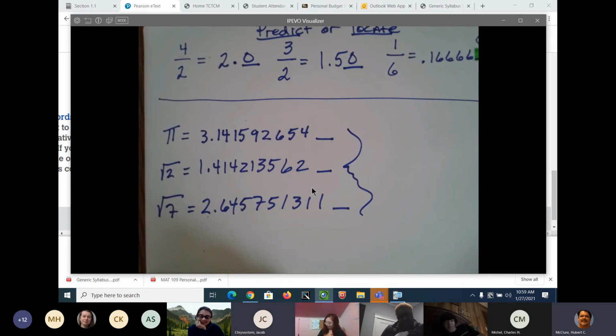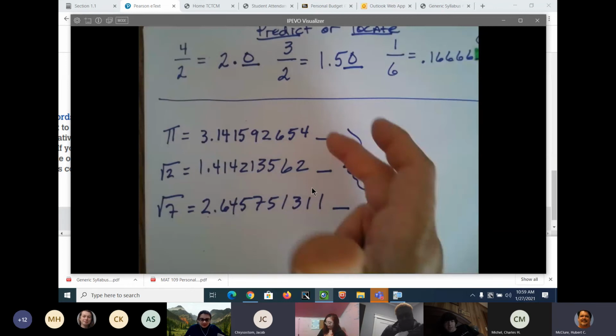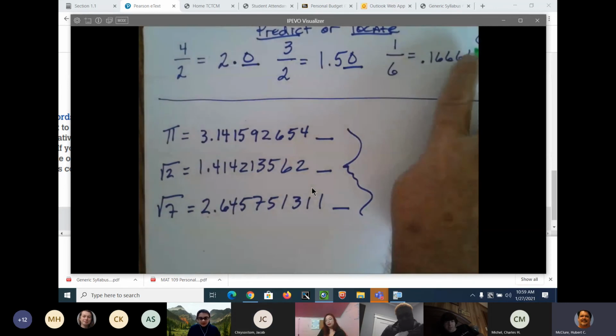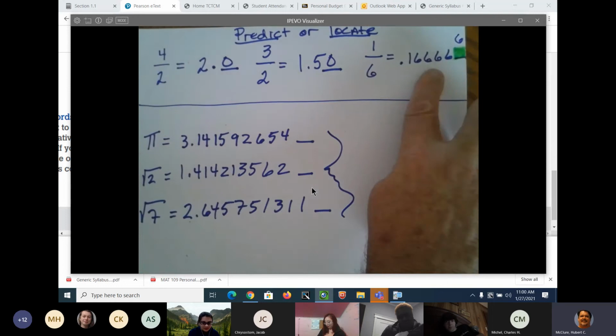Why can you not tell me what these digits are, but you were able to tell me what this digit was? Nothing. Feeding line.